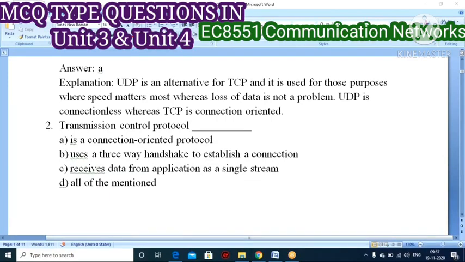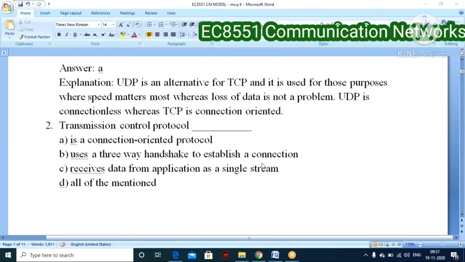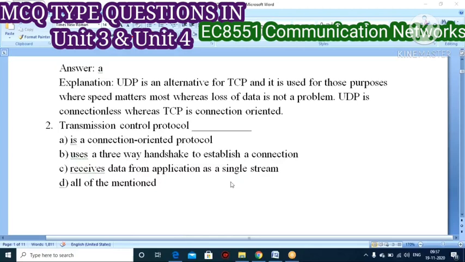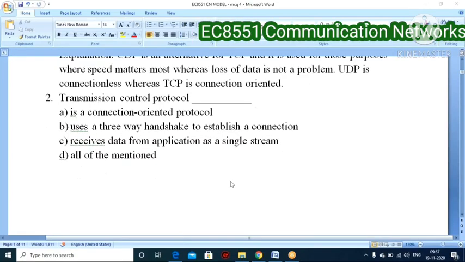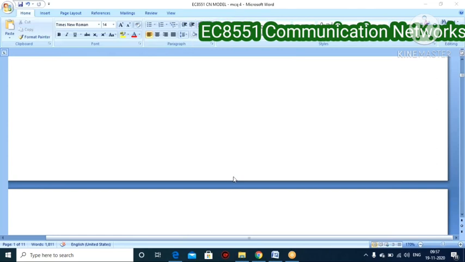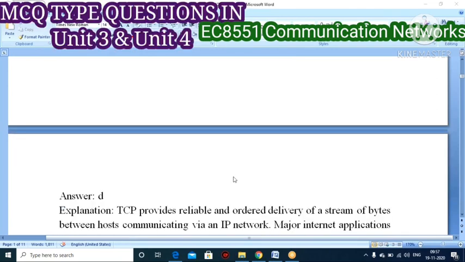So TCP operates under this mode only. Next, the third thing is that it receives the data from the application as a single step. Above this layer we have the application layer, so it receives the data from the application only. So definitely D is the correct one. All the mentioned are correct.